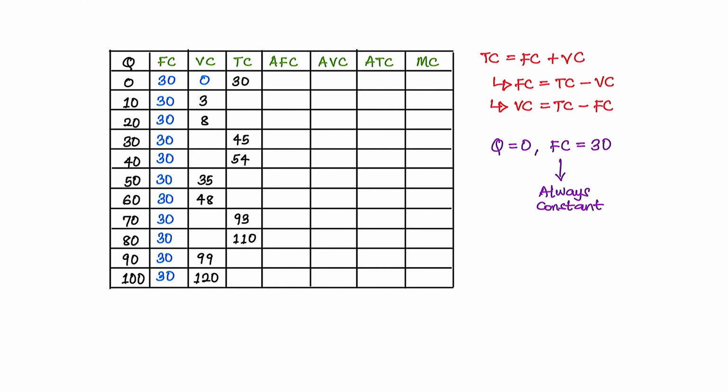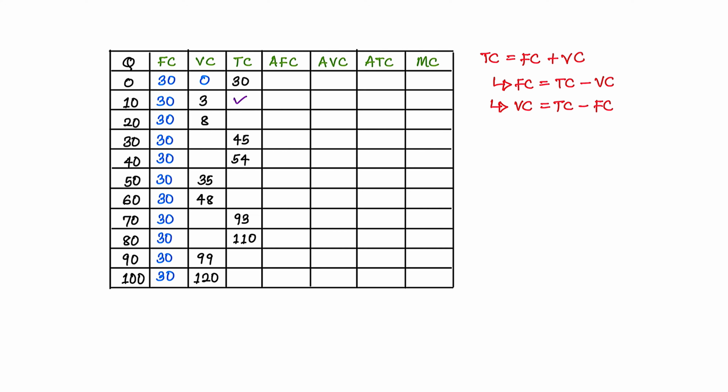So irrespective of the level of output, your fixed cost is always going to be the same. That is why we call it a fixed cost, because it is a cost that does not change. Unlike the variable cost, a variable cost changes as the output changes. So as your output changes, your variable cost changes. Now that we found the fixed cost completely, we need to fill out this gap here.